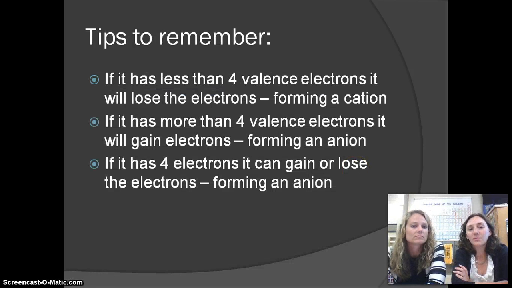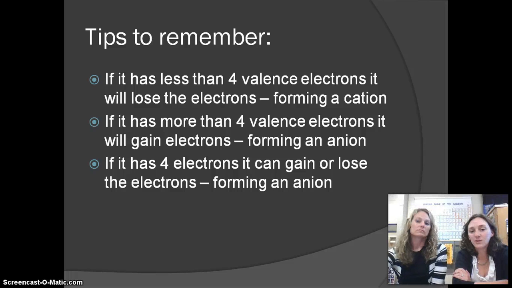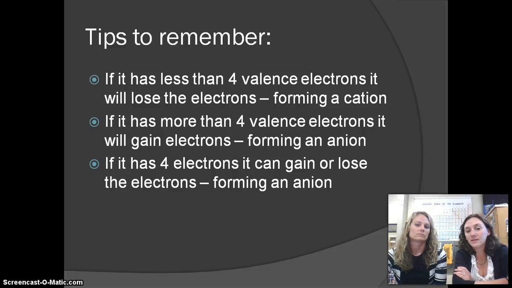Here are some tips to remember. If it has less than 4 valence electrons, it will probably lose its electrons, forming a cation. If it has more than 4 valence electrons, it will gain electrons, forming an anion. Now, 4 is a tricky one because it's right in the middle. So your carbon group, group 14, they can either gain or lose. We typically won't even see them in this chapter. They're going to wait for the next chapter, for covalent bonding.